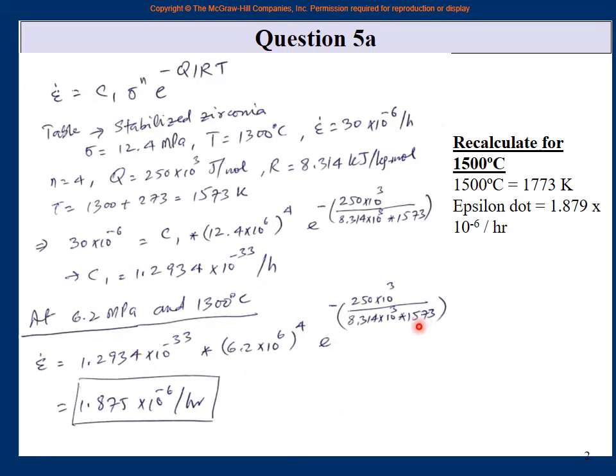But here in the temperature, if it is 1500 Celsius, then this 1573 will become 1773, and you will just find it. So I recalculated on my calculator. If the new stress is 6.2 megapascal and the temperature is 1300, the answer is 1.875 into 10 raised to minus 6 per hour. But if it is at 1500 Celsius, then it is 1.879, a little different.